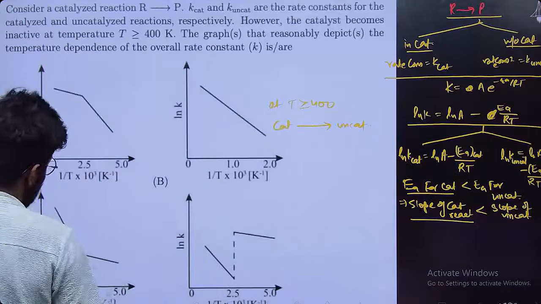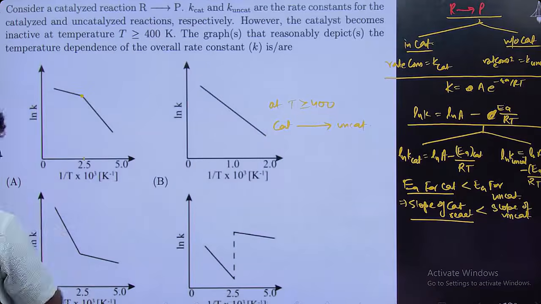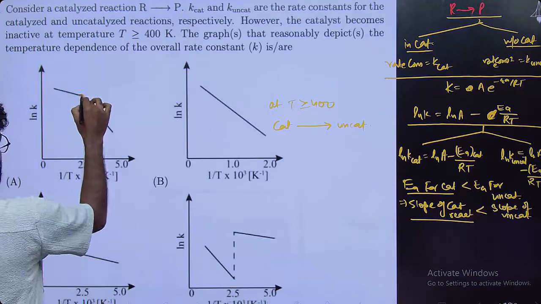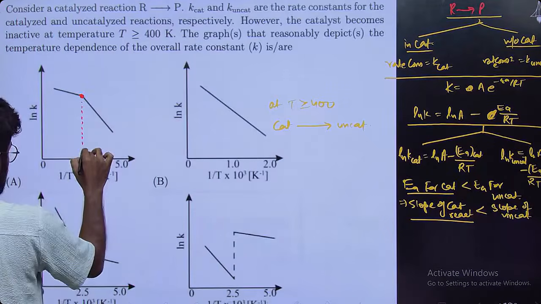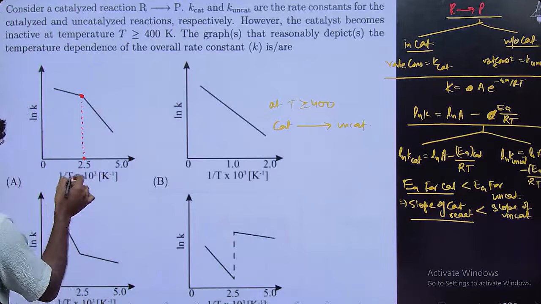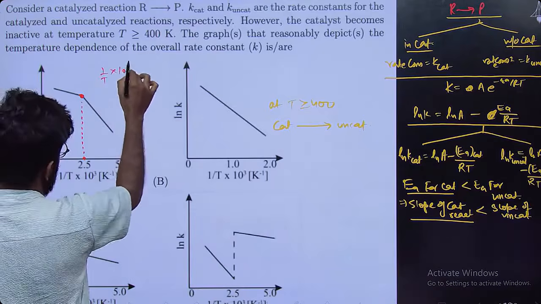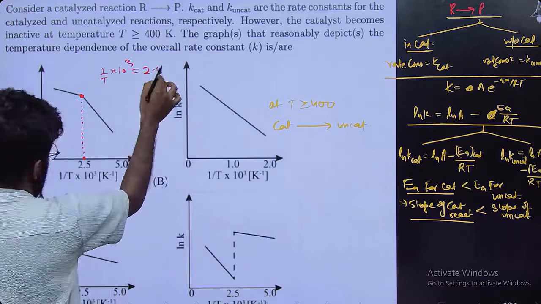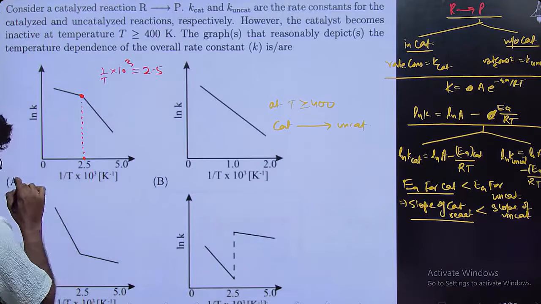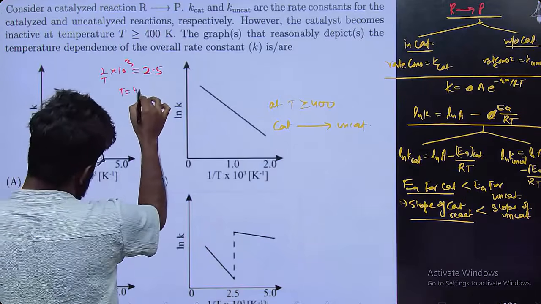Now they are saying that this junction is 2.5. Remember, this 1 by T into 10 raised to the power 3 has a value of 2.5. This is what it means, because the parameter is 1 by T into 10 raised to the power 3, and the value of this entire factor here is 2.5. When you calculate, the temperature becomes 400 Kelvin.